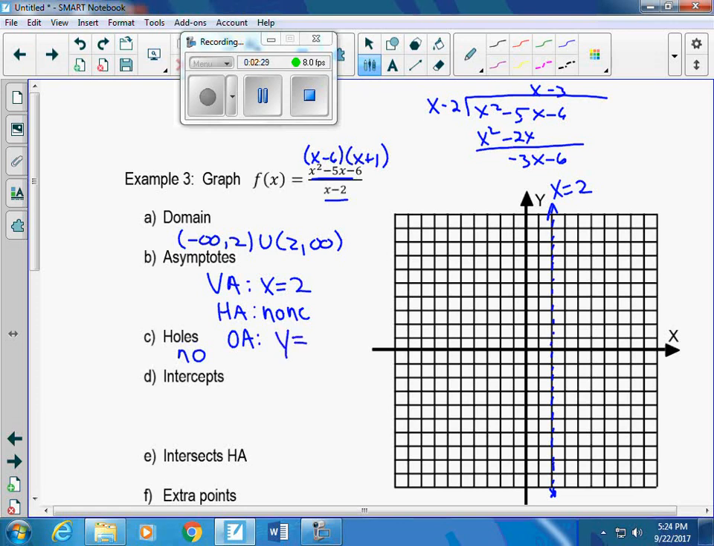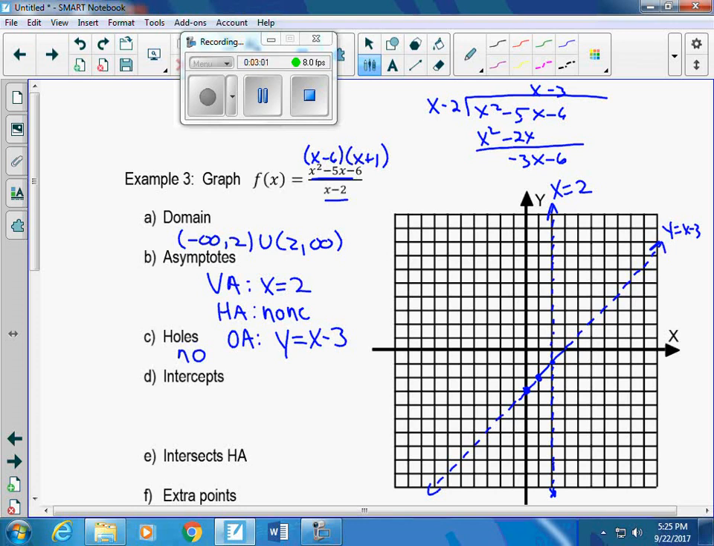y equals x minus 3. Okay? And we can put that in there. So that'll be 3 down, and then just a slope of 1. So like so, and down like so. And this is y equals x minus 3. Okay? So we're in pretty good shape here.